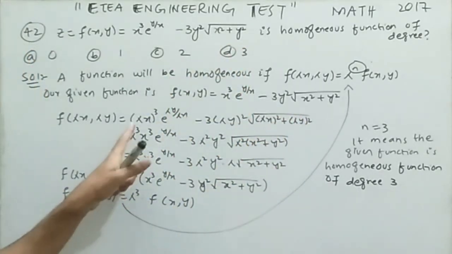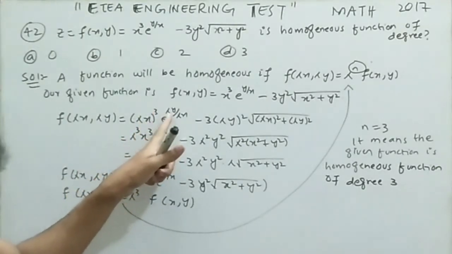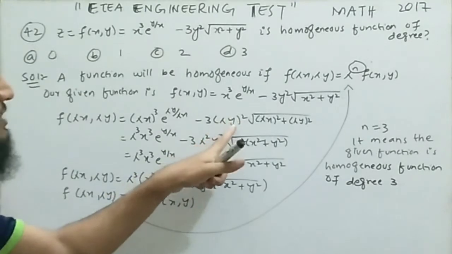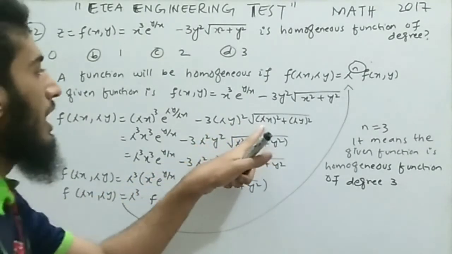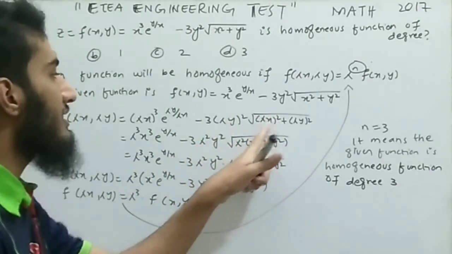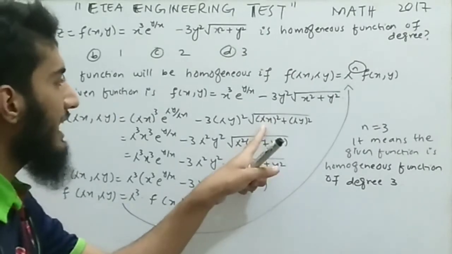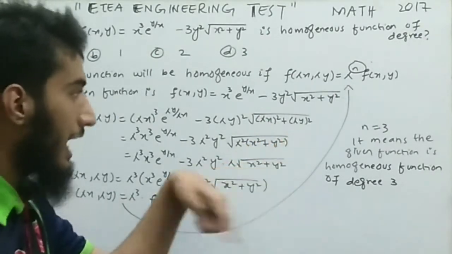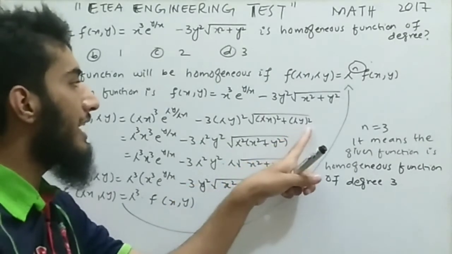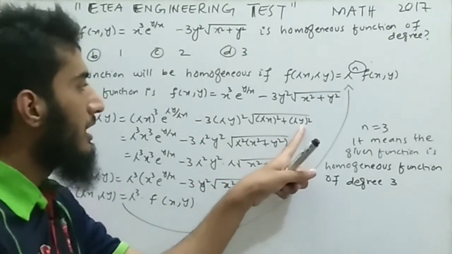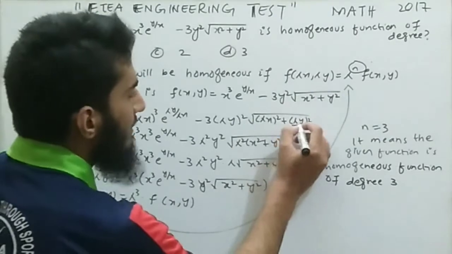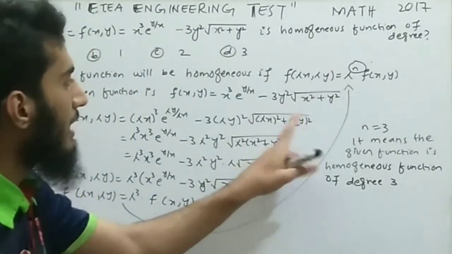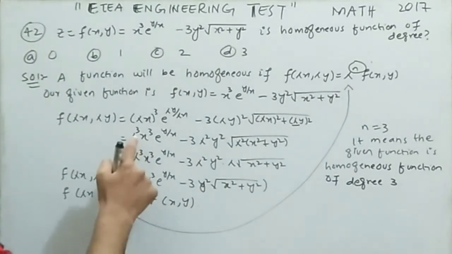Now after simplification, it becomes lambda cube x cube, lambda cancels out with lambda, we are left with e power y by x, so it becomes minus 3 into lambda square into y square. After this, lambda x whole square will give us lambda square and x square. Now I take lambda square common from here, so inside I am left with x square, and if I take lambda square common from here, I am left with y square, because lambda square y square again gives us lambda square y square.